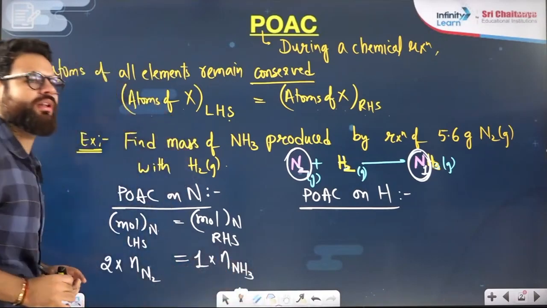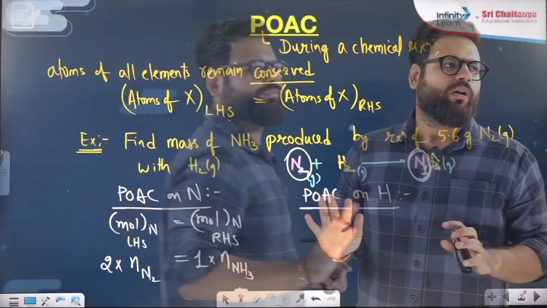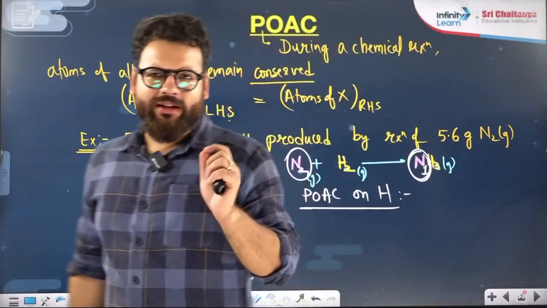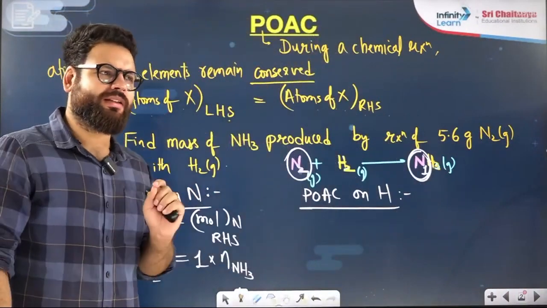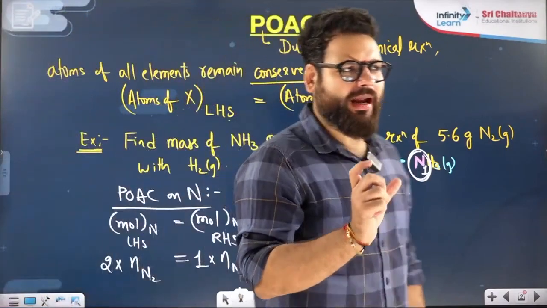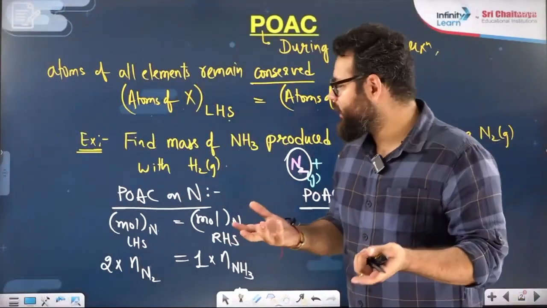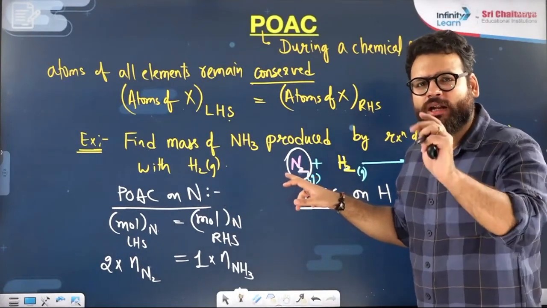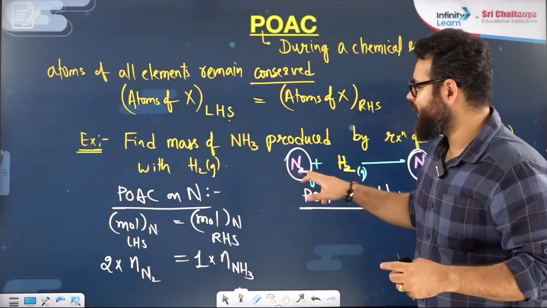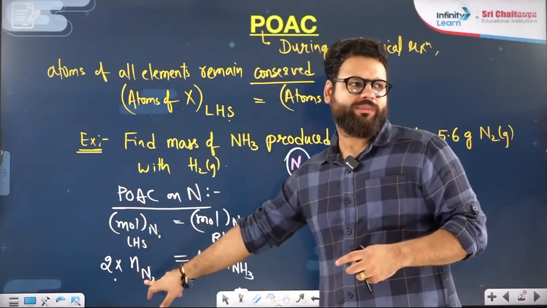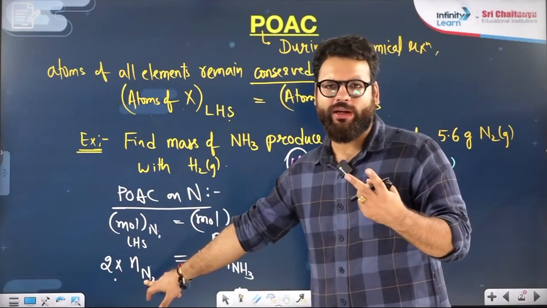Can I say this? Yes or no? Think about it. Where is the nitrogen present? The nitrogen atoms on the left hand side are present in N2. How many nitrogens are there in N2? 2 nitrogens. So I will say atoms of nitrogen are double of N2. So moles of nitrogen are nothing but 2 times moles of N2 gas.